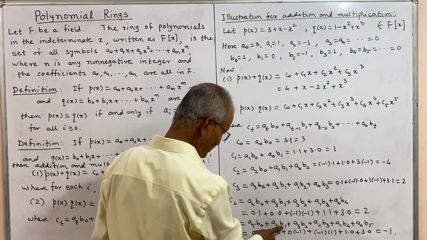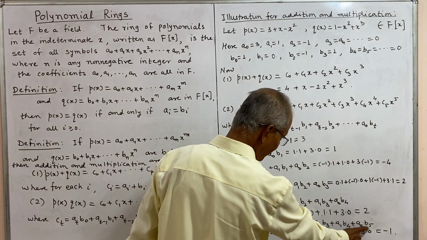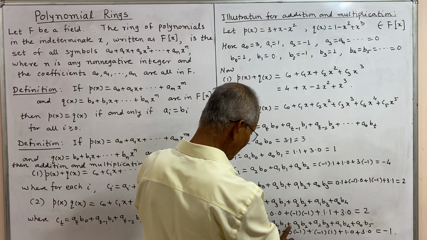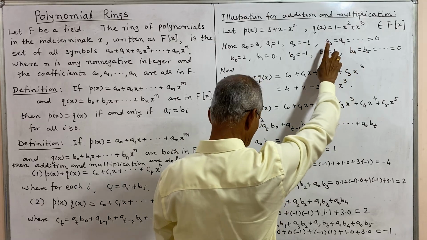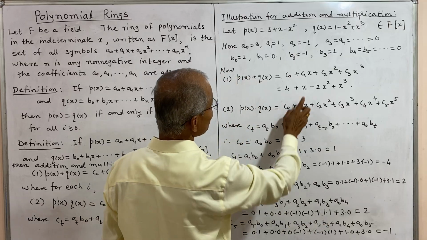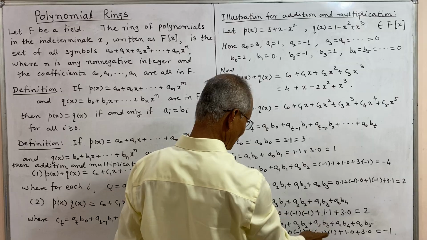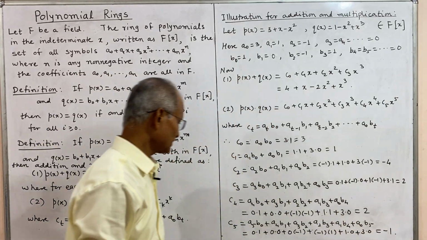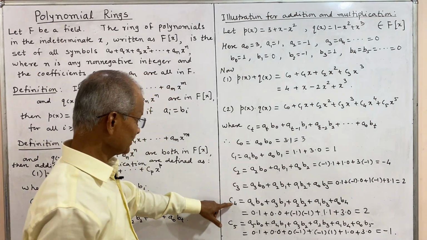A4 into B1 plus A3 into B2 and so on up to A0 B5. Put these values. Now here A4, A5, A4, A3. A5 is also 0, A4 is also 0, A3 is also 0. So the first 3 terms are 0. And then A2, B3. B3 here is 1, A2 is -1, into 1, and this value is -1. So thus we have calculated what are C0, C1, C2, etc.